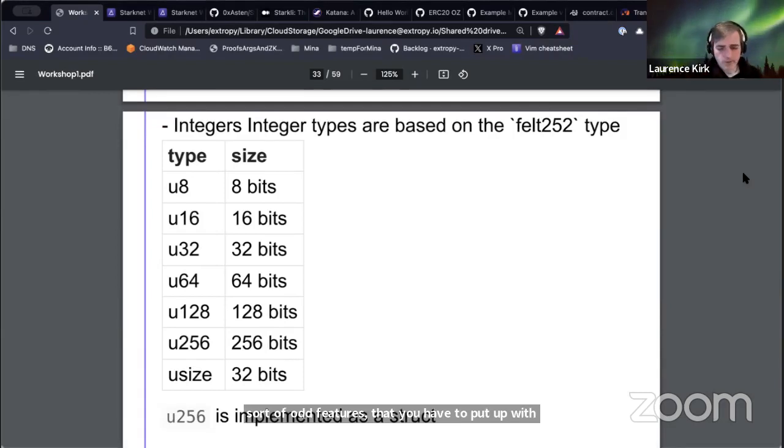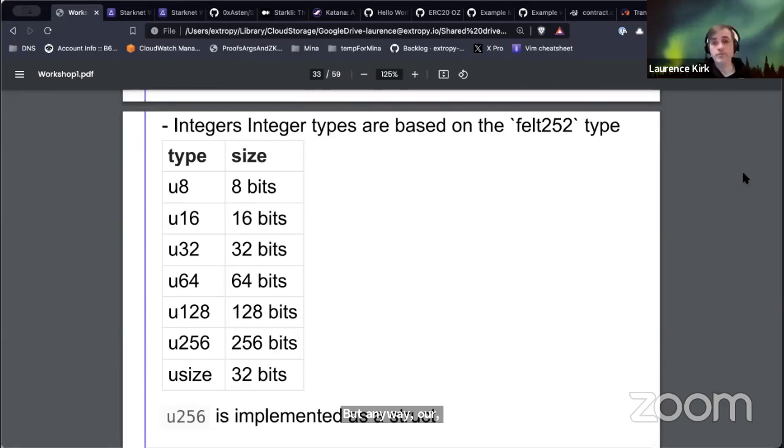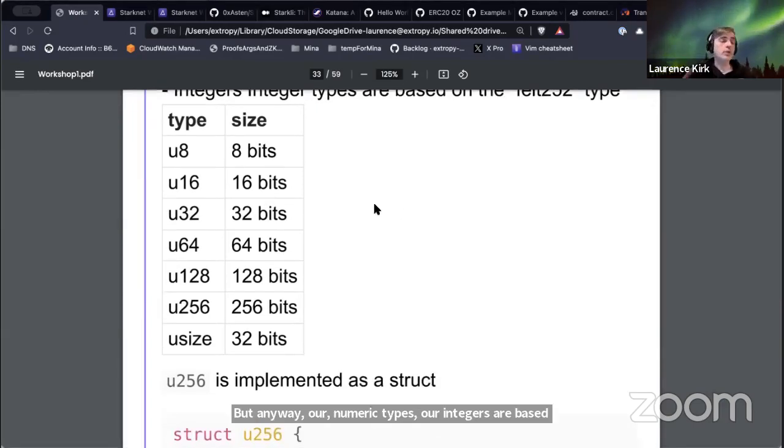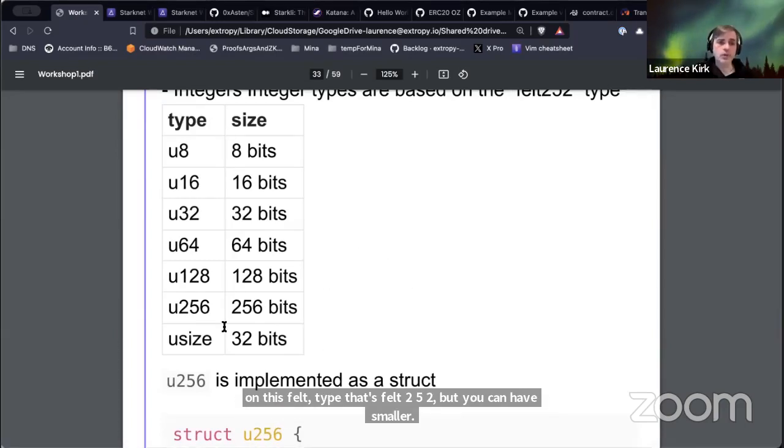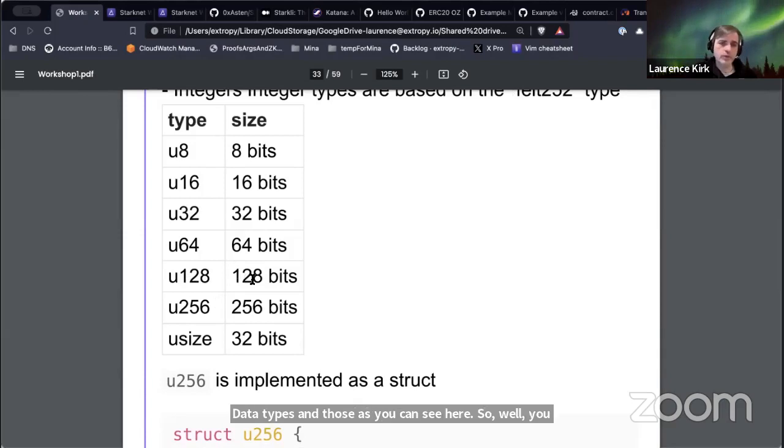But anyway, our numeric types, our integers, are based on this felt type, felt252, but you can have smaller data types than those, as you can see here. You can go up to U128. Now, you have the U256. The reason you would want this is because you want compatibility with Ethereum. Ethereum has a 256-bit data type, and so you may well want to handle that number of bits in your contracts.